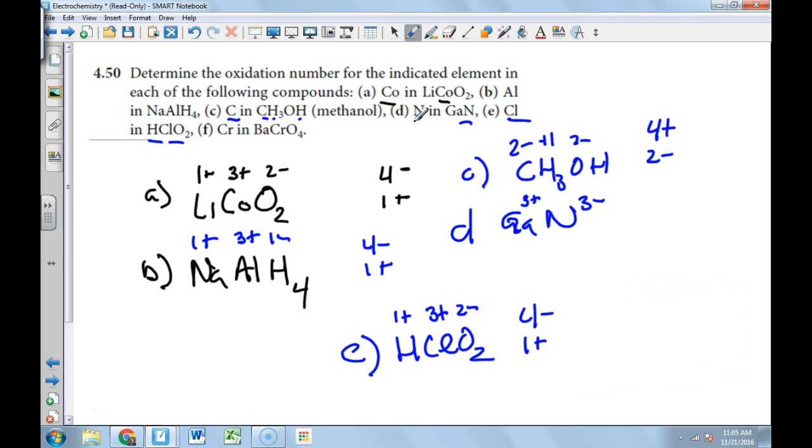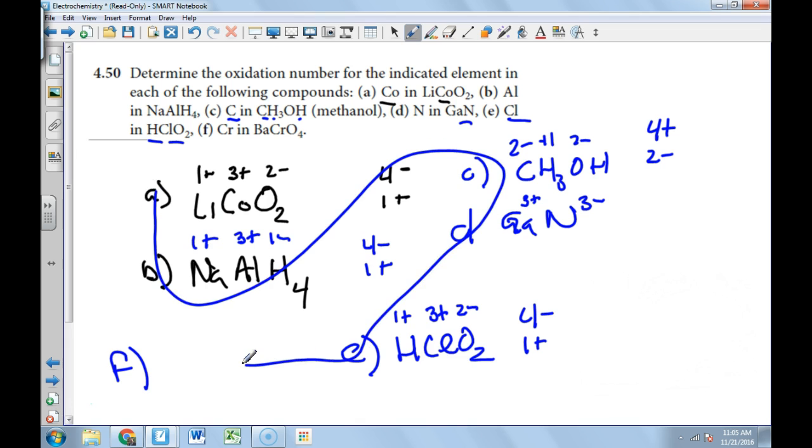And now the chromium in barium chromate here. So this last one, F, I kind of went in some sort of weird order here. Okay, but anyways, so barium CrO4. So oxygen is 2-. There's 8- because of oxygen. Barium is 2+ because that's the charge barium is. So this is 2+. So we need to have 6+ taken up by chromium.